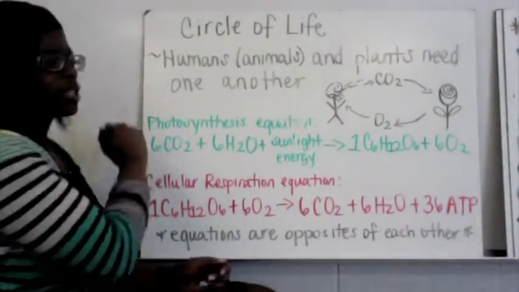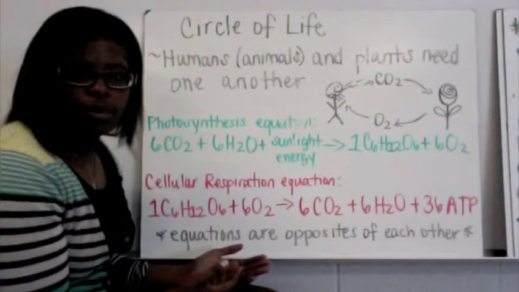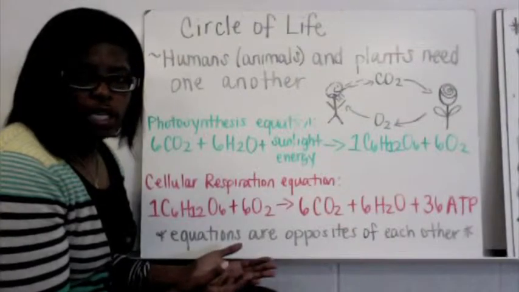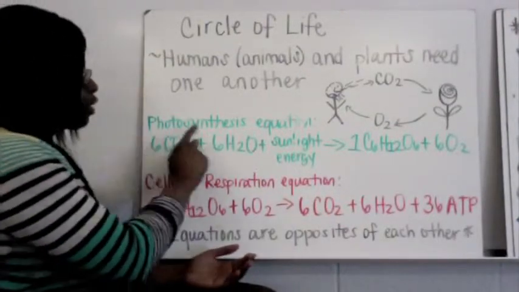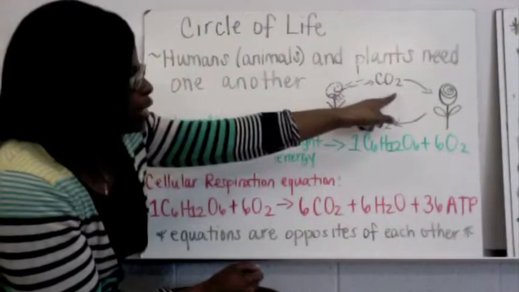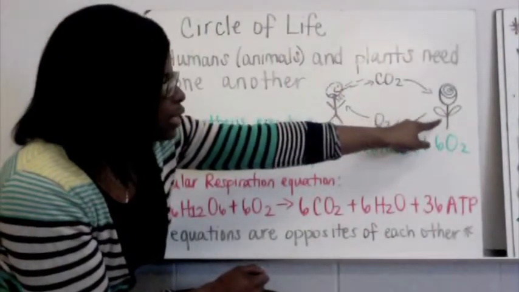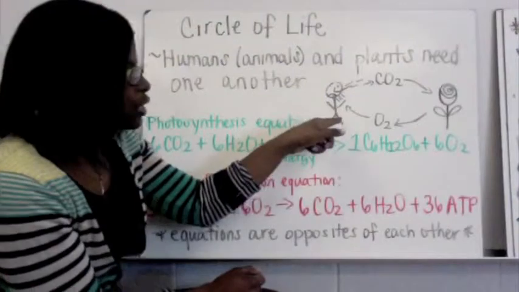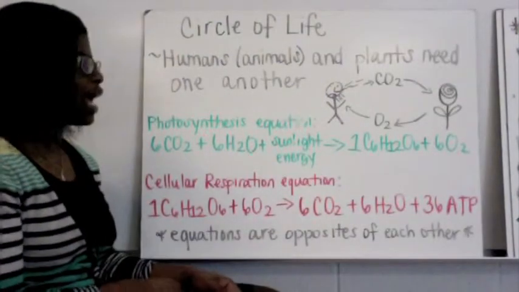So this brings us to the circle of life. So humans, animals, and plants, they all need one another. So here in my little diagram, I have a little person. They're breathing out carbon dioxide, and then it's going to the plant. The plant is releasing oxygen back to us, which is what we need to stay alive.